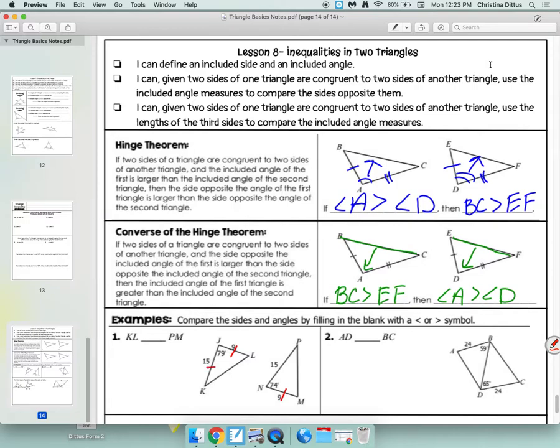Alright, so number one, you'll notice that the 9s match, right? And the 15s match, so we have two sides that are congruent. And then the angles in between are 79 and 74. Well, what's bigger, 79 or 74? 79. So this side, KL, has to be bigger than PM because 79 is bigger. Okay? So KL has to be bigger than PM since 79 is bigger than 74.